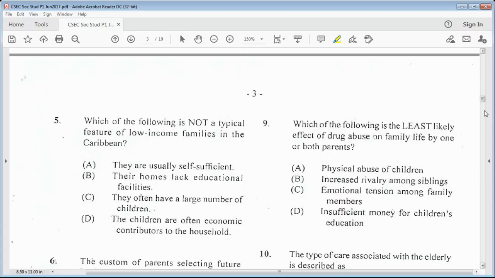So we know that low income. Notice it says not a typical feature of low income families. So our answer would be A, they are usually self-sufficient. That could not be of a low income family. They obviously are not able to care for all their needs. So A. Let's move on to question 6.